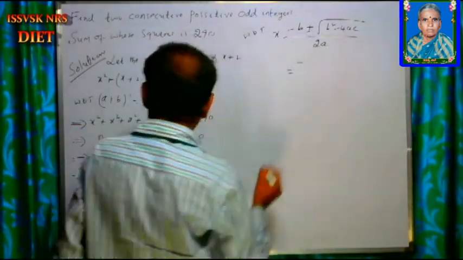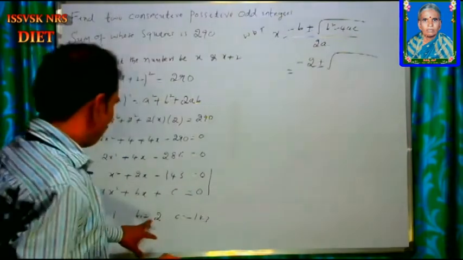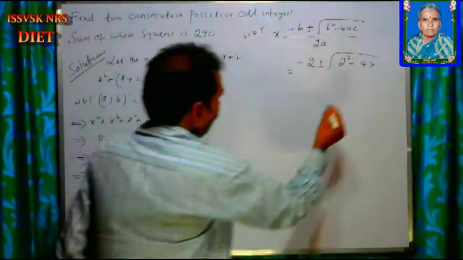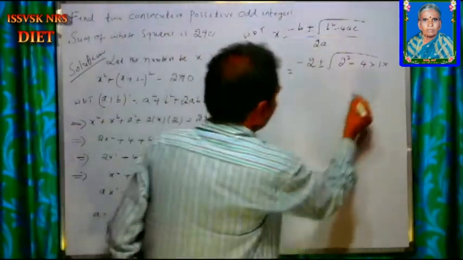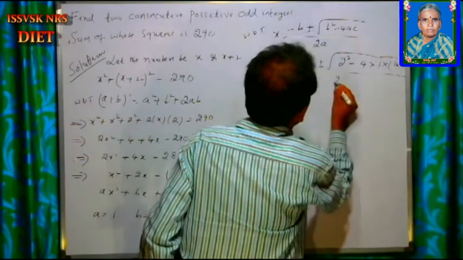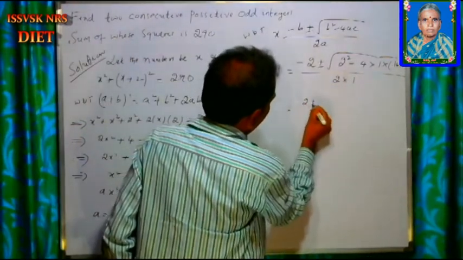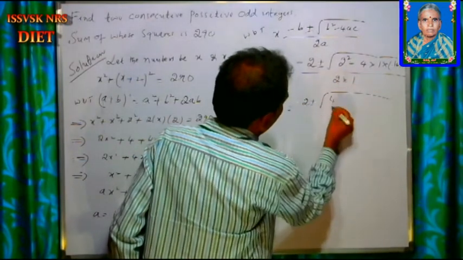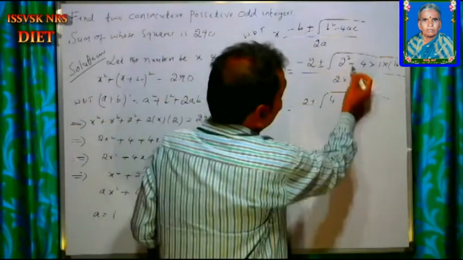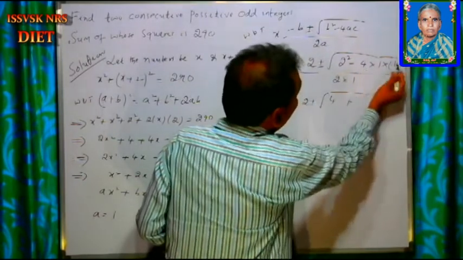Minus the value of b, which is 2: minus 2 plus or minus root of b square, 2 square, minus 4 into a, the value of a is 1, into the value of c, minus 143, divided by 2 into the value of a, 1. Which is equal to minus 2 plus or minus root of 2 square is 4, minus 4 into 1 into minus 143. Therefore, minus into minus is plus, 4 into 143.